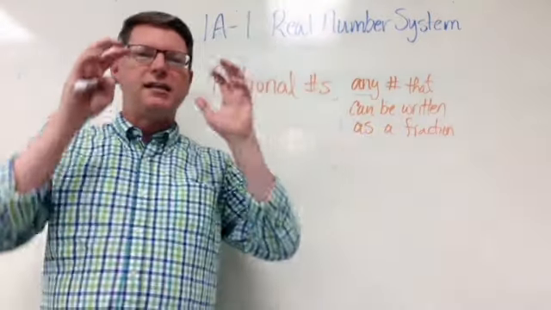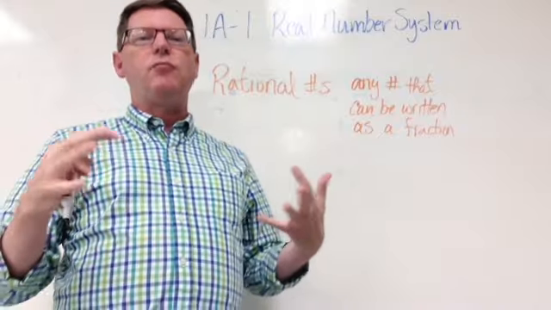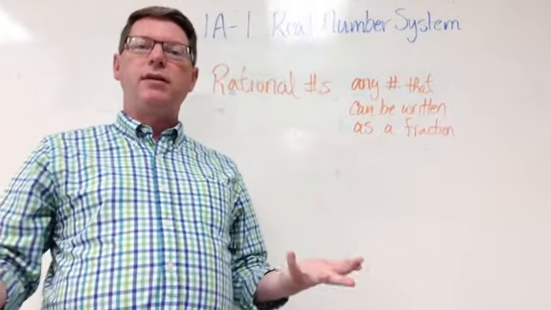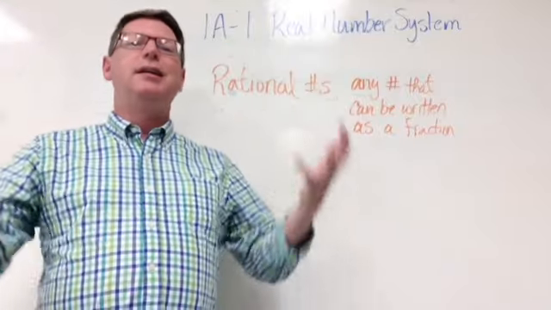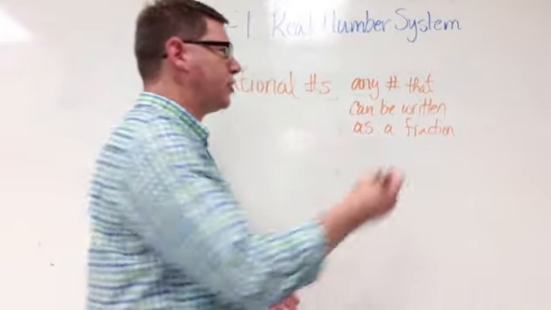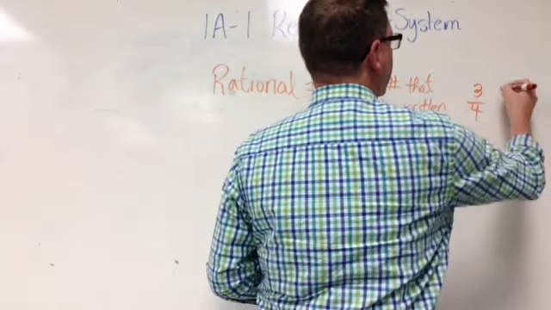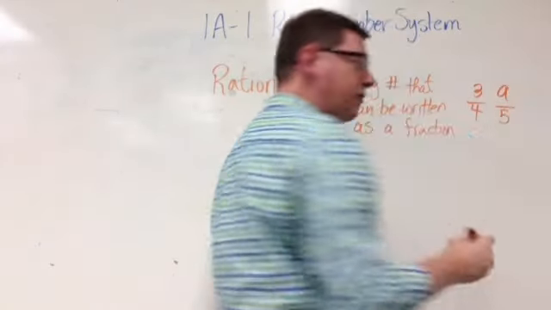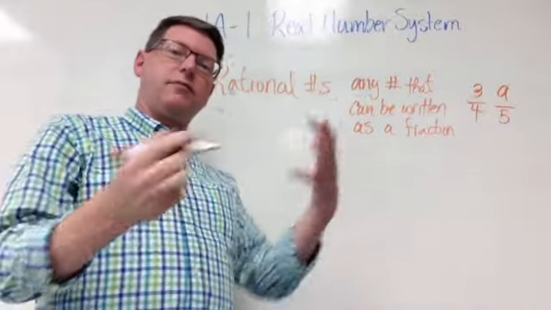Okay? So if I can take any number and I can write it as a fraction, then that makes it a rational number. Now there are some obvious examples. Fractions. Any fraction is a rational number. Okay? So for instance, I could put 3/4. Or I could put 9/5. Even though it's an improper fraction, it's still a rational number because it's still a fraction.